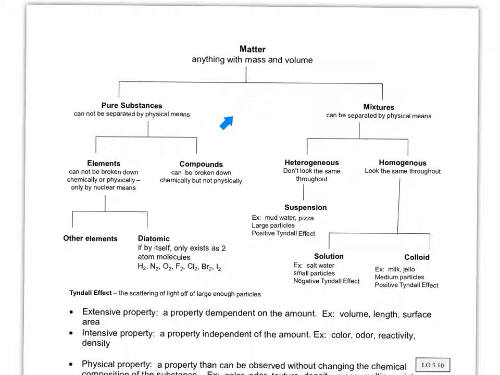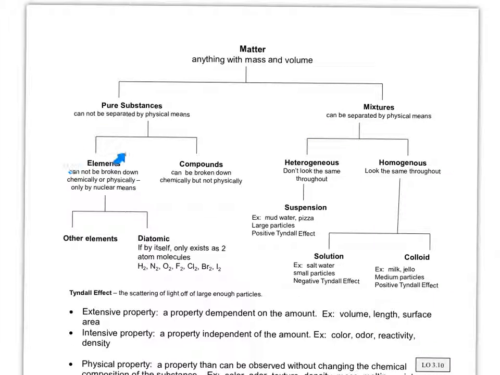Matter is then classified into pure substances and mixtures. Pure substances cannot be separated by physical means, whereas mixtures can be. So we'll focus on pure substances first. Pure substances can then be classified into elements or compounds.